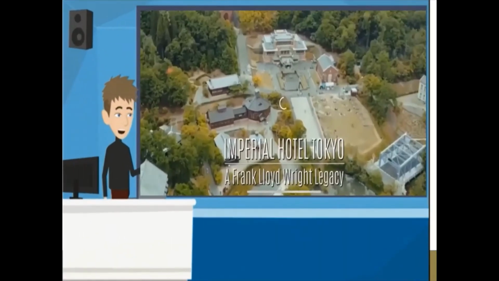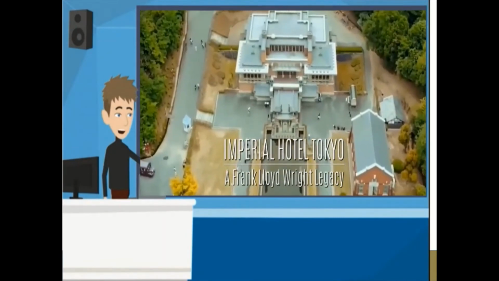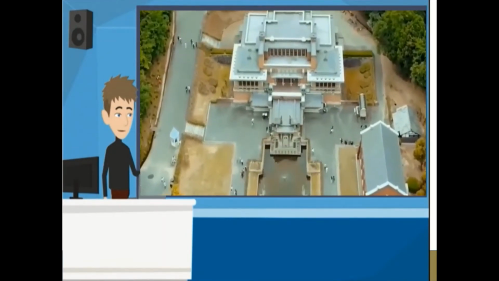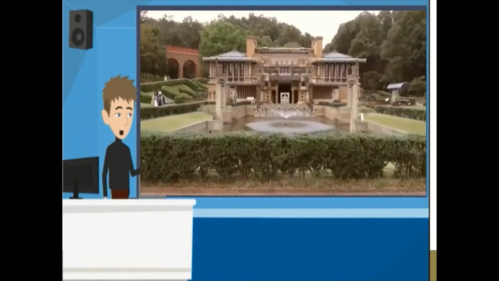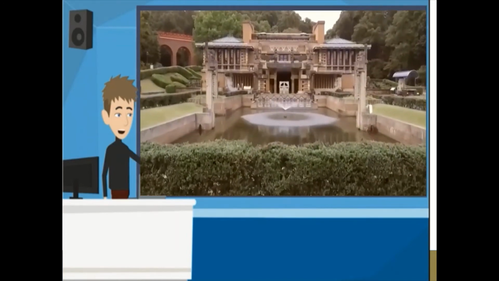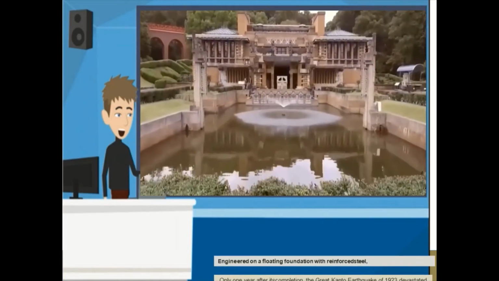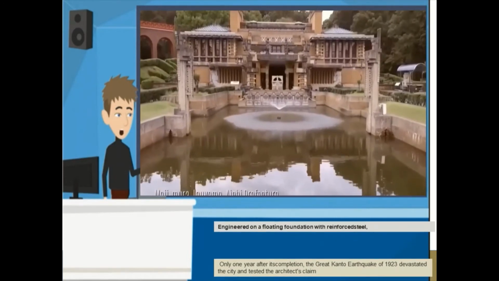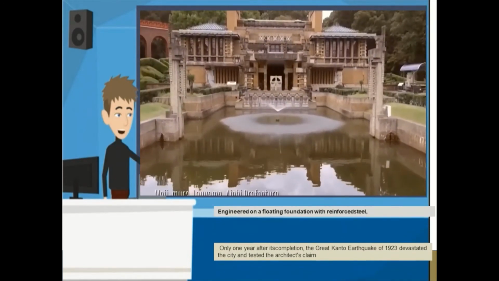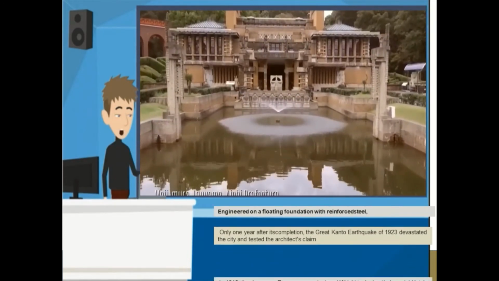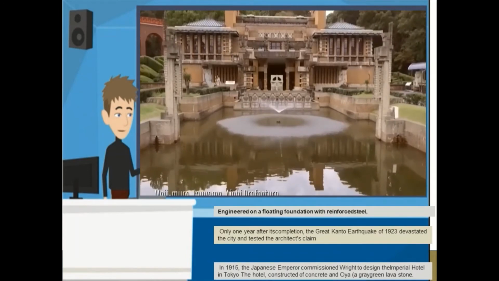Moving to the second period, 1914 to 1936, we'll talk about the Imperial Hotel in Tokyo, 1915, engineered on a floating foundation with reinforced steel. Only one year after its completion, the Great Kanto earthquake of 1923 devastated the city and tested the architect's claim.